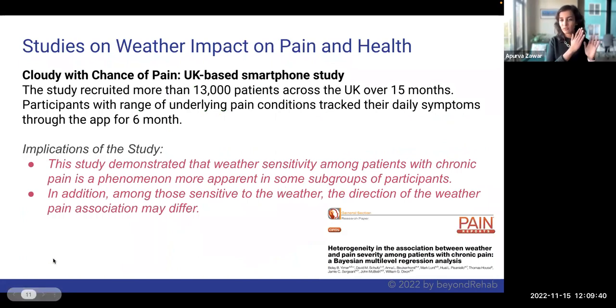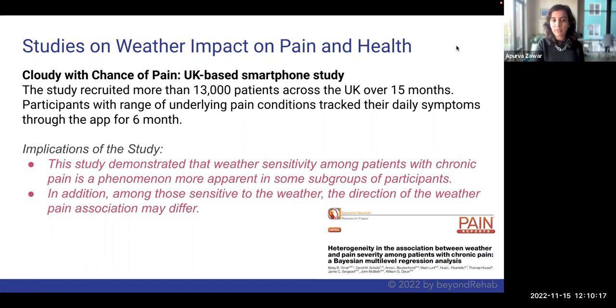So this was all understanding, at different levels, different components of how the weather's impacting. Now I'll be going over the studies, describing what studies have been done in this domain. So, studies on the weather impact on pain and health. One of the studies was done in the UK, and it was a really long longitudinal study. In that study, they recruited almost 13,000 patients across the UK for 15 months.